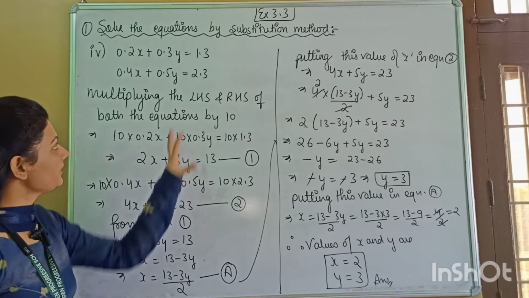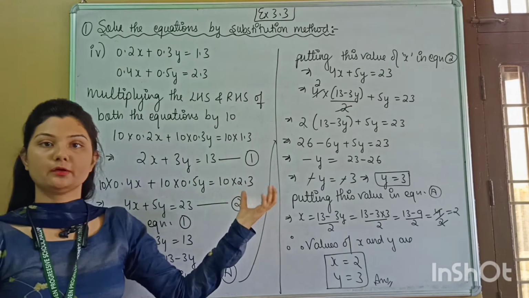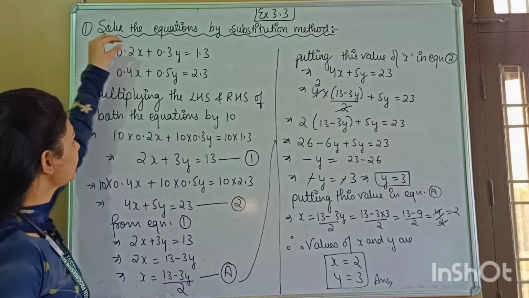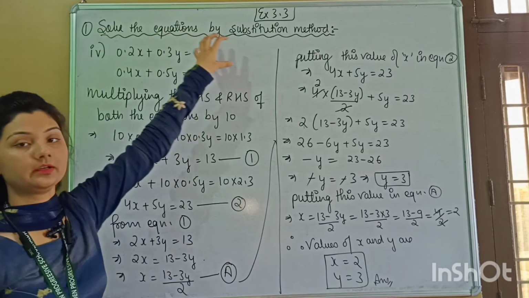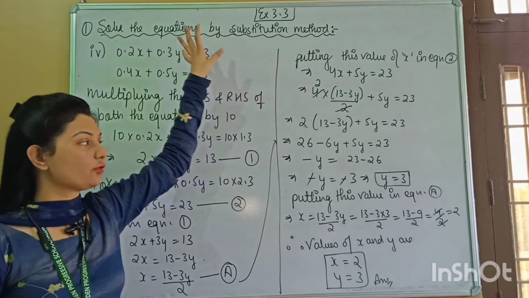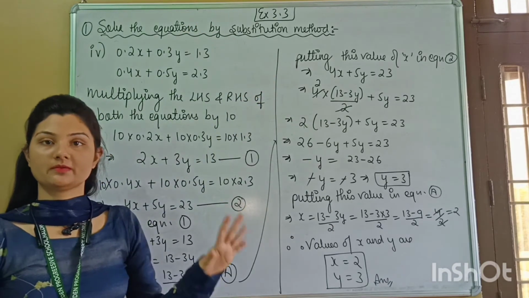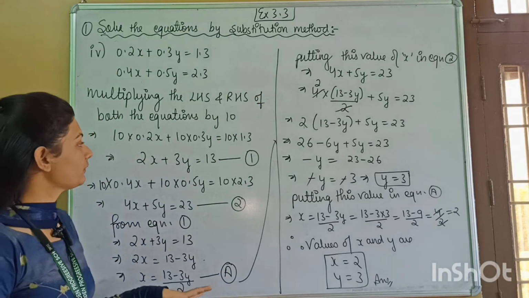See, I have multiplied both the equations by 10, but if you wish, you can directly take out the value of x from here in the form of decimal only. You can solve the given equation in the form of decimal only.